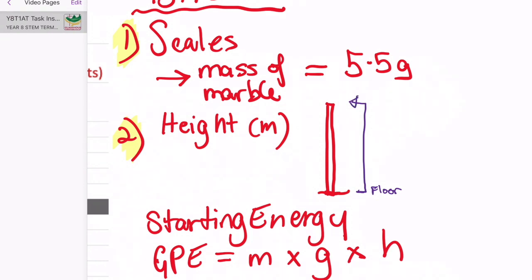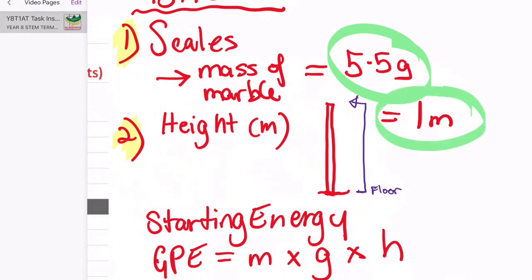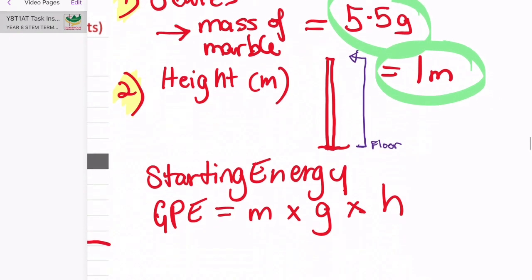I'm going to be easy on myself tonight and I'm just going to say it's 1 meter, but I guarantee you on your machines it's not 1 meter. I'm just doing it so it's a bit easier for me when I'm doing the video. Once you've got your mass and your height, then you can actually go and work out the starting energy. So let's go down here.